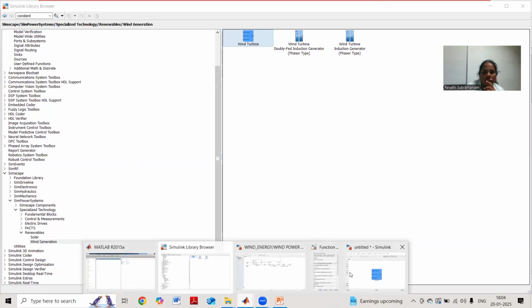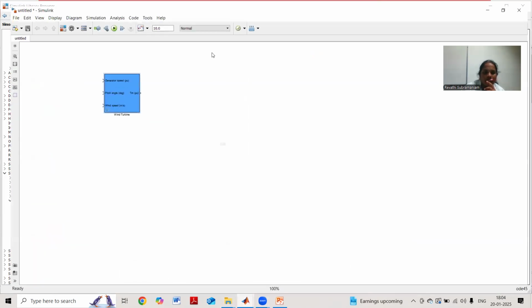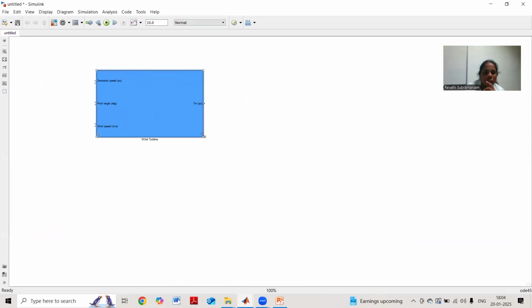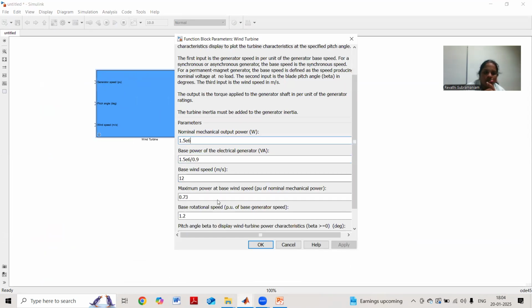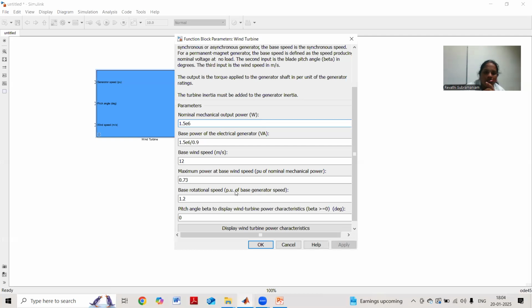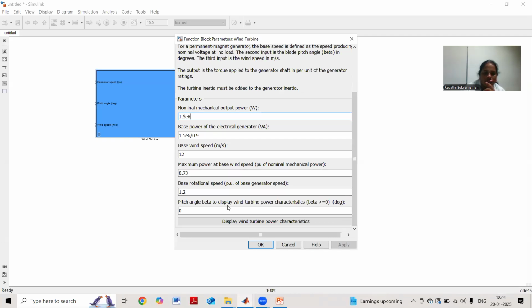So here the wind turbine. We can see here the inputs of the wind turbine are generator speed, pitch angle and wind speed. So I can change these parameters and the output will be the torque. Here we can see the nominal mechanical output power, base power of the electrical generator, base wind speed, maximum power at base wind speed, base rotational speed, pitch angle. So these can be seen here.